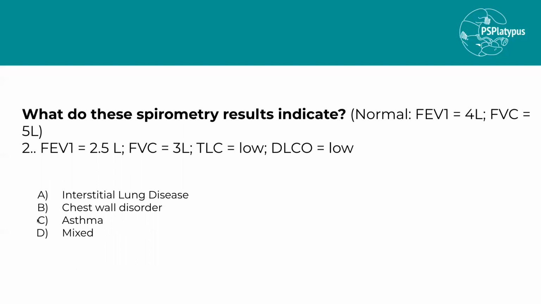Asthma is not a restrictive condition, so we can get rid of that. Mixed, I don't even know how to differentiate mixed, so it's not that important. And so you have your two restrictive conditions, interstitial lung disease and chest wall disorder. How are we going to differentiate between these? Remember, interstitial lung disease is disease around the level of the alveoli. Your alveolar function will be decreased, so you're expecting a low DLCO. Whereas chest wall disorder is a mechanical function. Your lungs can't inflate and deflate properly, but your alveolar function should still be normal. So DLCO should be normal. Here we're given DLCO is low, so we'll go with ILD, A.